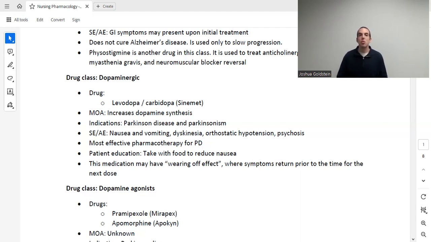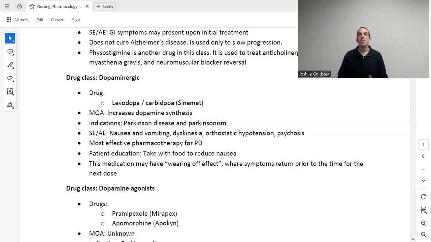The adverse effects of this drug, there's quite a few: nausea, vomiting, dyskinesia, orthostatic hypotension, and psychosis. This is considered the most effective medication for the treatment of Parkinson's disease. This doesn't mean that everyone's going to get placed on it. However, this is considered the most effective treatment.